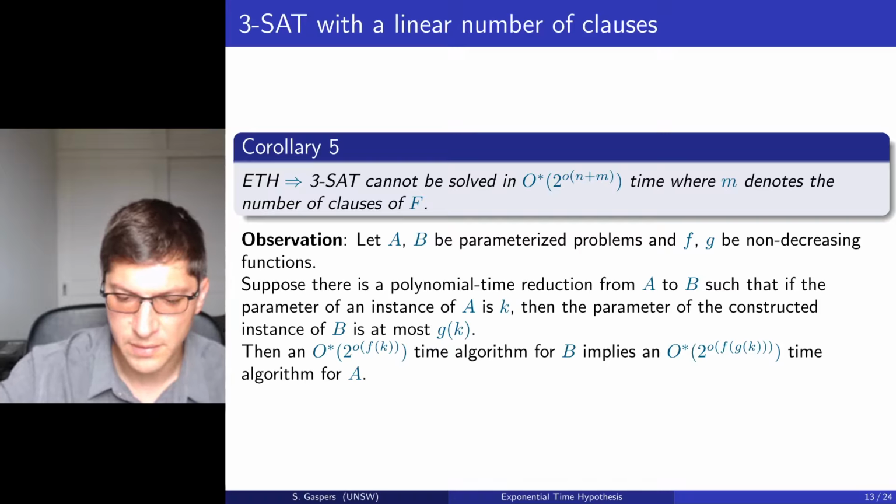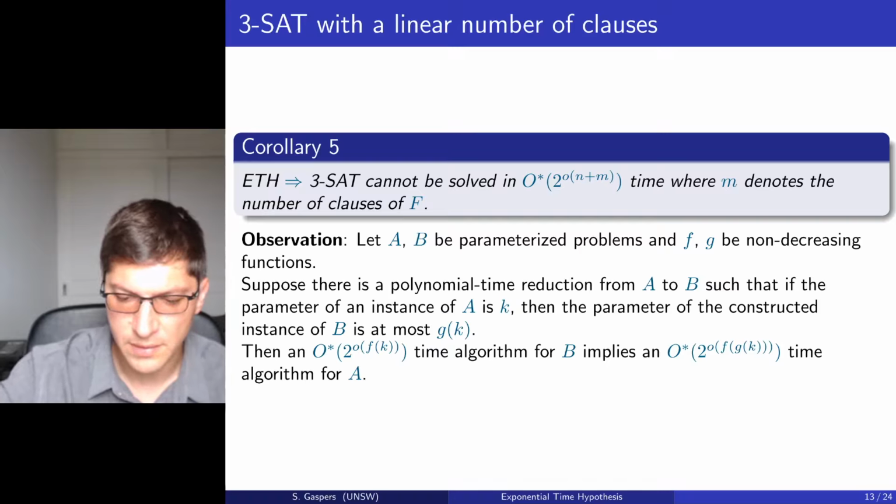So a sub-exponential reduction family from a parameterized problem A to a parameterized problem B is a family of Turing reductions. So what is a Turing reduction? Well, it is an algorithm for A which makes queries to an oracle for B. And this oracle solves any instance of B in constant time. So our Turing reduction is just an algorithm for A that basically calls a solver for B.